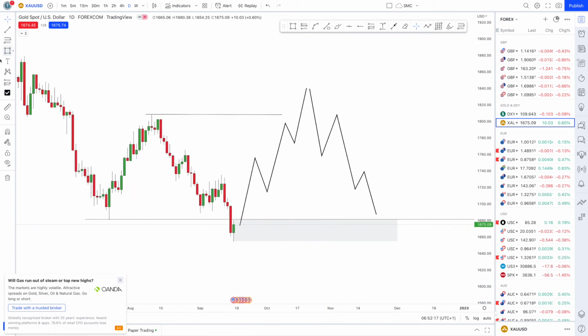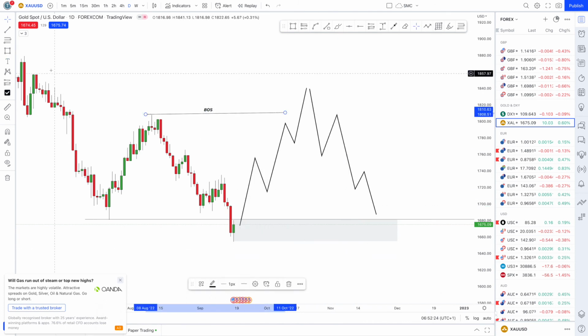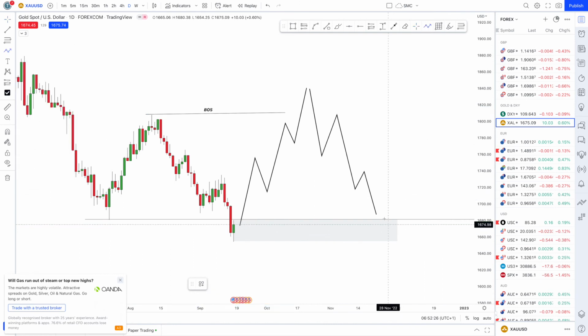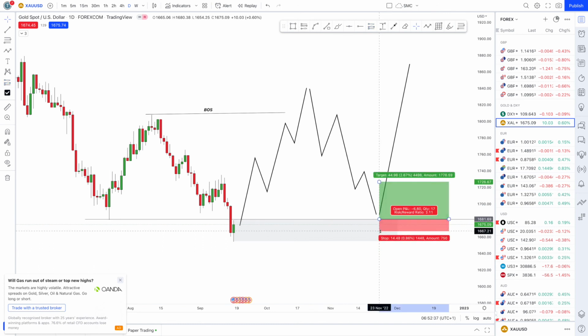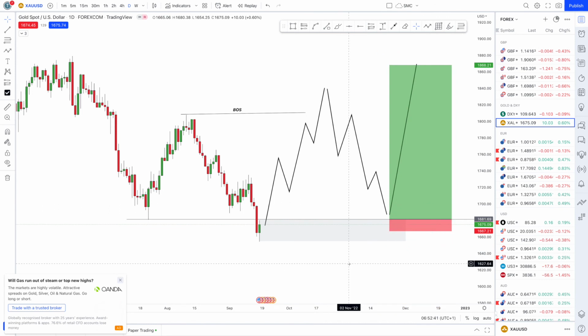And then what we would have is your BOS to the upside, right? So we'd have a breaking structure. And then I would be looking for my move up, right? So on the daily. And then obviously you switch down to the 4 hour, find your order block, find your entry, and then you could be looking at something very nice and a move up. That is my analysis for gold.